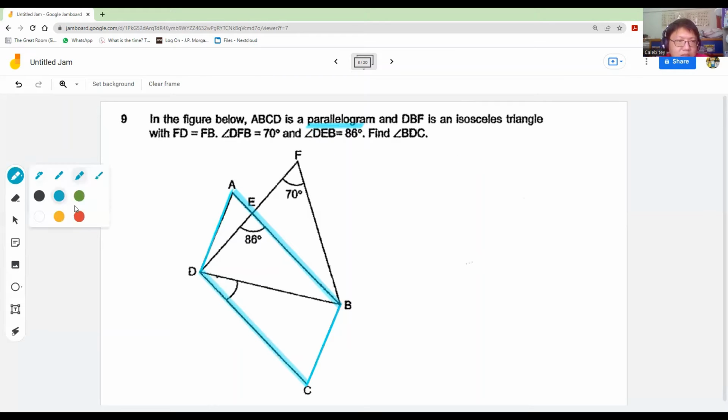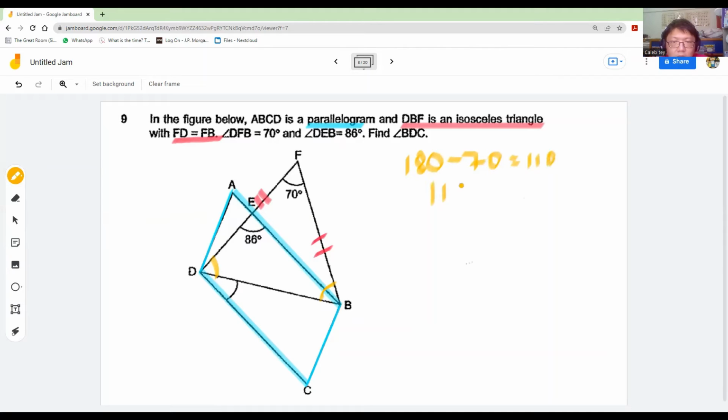The next thing they told us is there's an isosceles triangle. Perfect. But do we know which are the two sides that are the same? Well, they did tell us the information. FD equals FB. So these two are the same, which means we immediately know what these two angles are. So let's find it. So these are all 55 each. I will not mark it because then it will cloud out the picture.